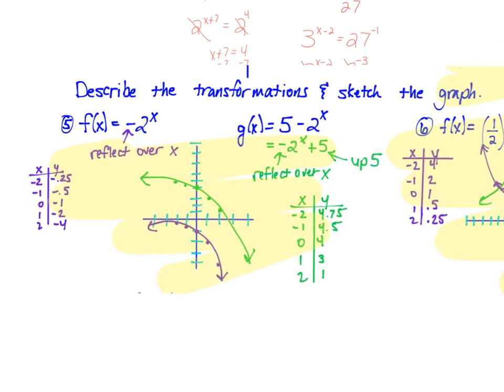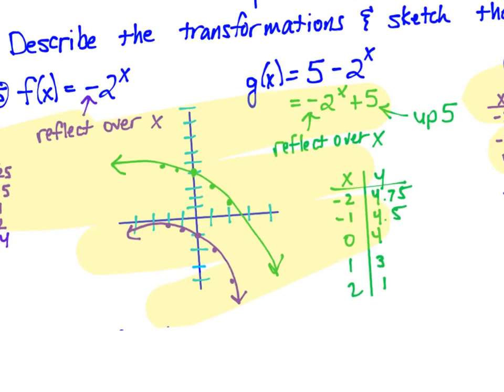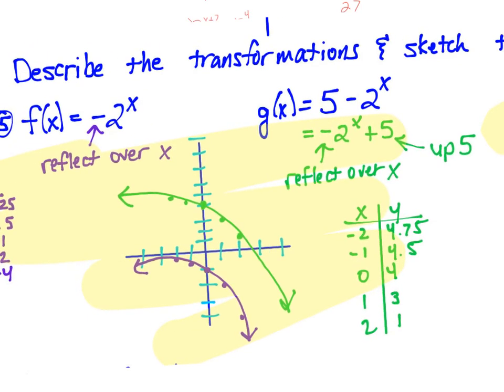Remember we said that we had a reflection: -2 to the x was a reflection over the x-axis. And then we had our reflection over the x and up 5. So do you see the purple one? Everybody see that purple is the -2 to the x? And the green one is the -2 to the x plus 5. Do you see how all the purple one did was move up 5 spaces? Everybody see that? I found the points just by plugging in. Generally, guys, I try to do 2 numbers to the left of 0 and 2 numbers to the right of 0. It's just easier because then you get a balanced graph.